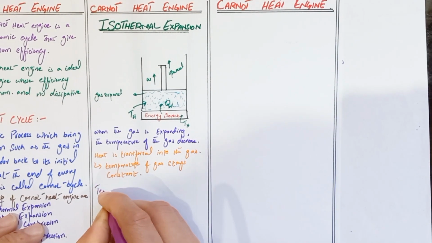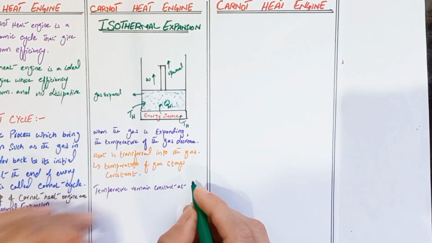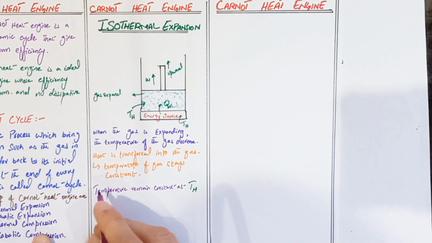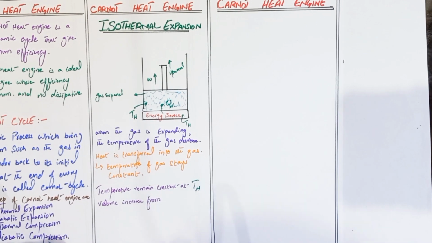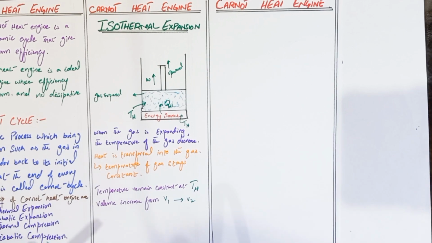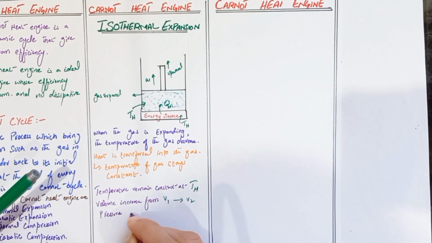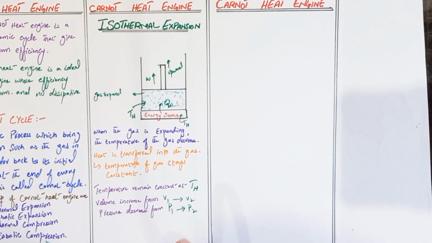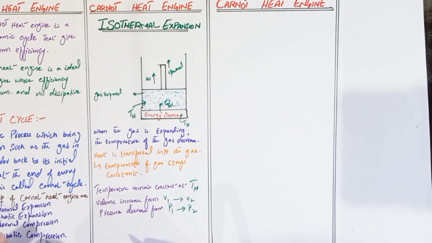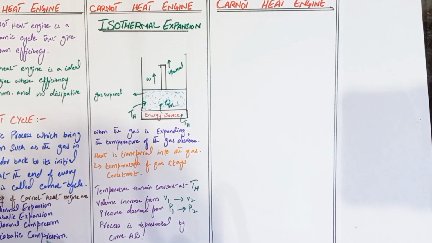So the temperature remains constant at T_H. Volume increases from V1 to V2. Volume is increased because the gas expands. When the gas expands, volume increases from V1 to V2. When volume is increased, pressure is decreased from P1 to P2. When we draw the graph, this process is represented by curve AB.